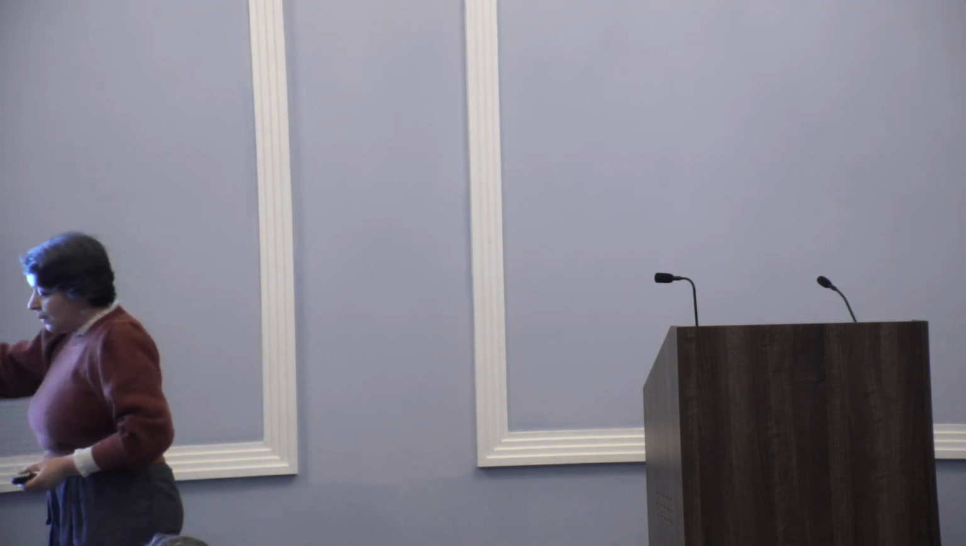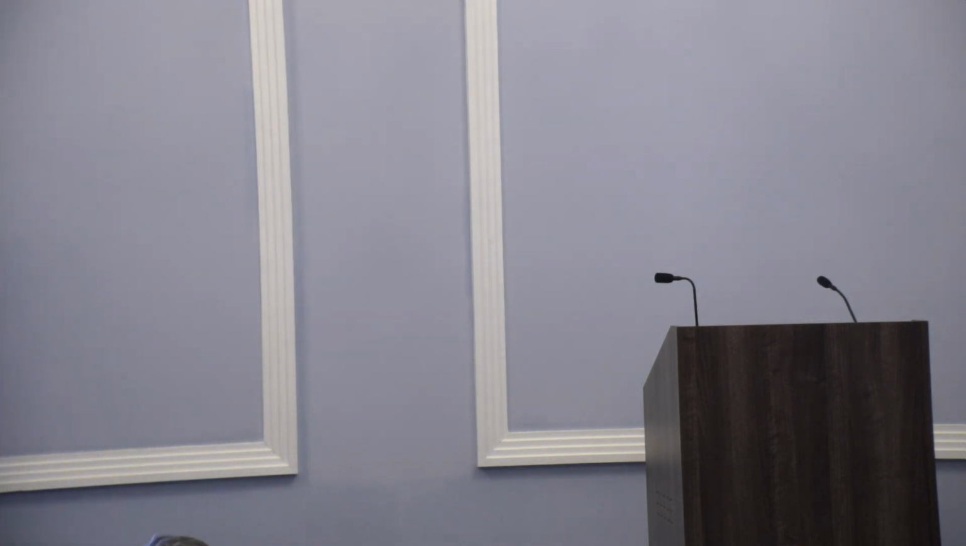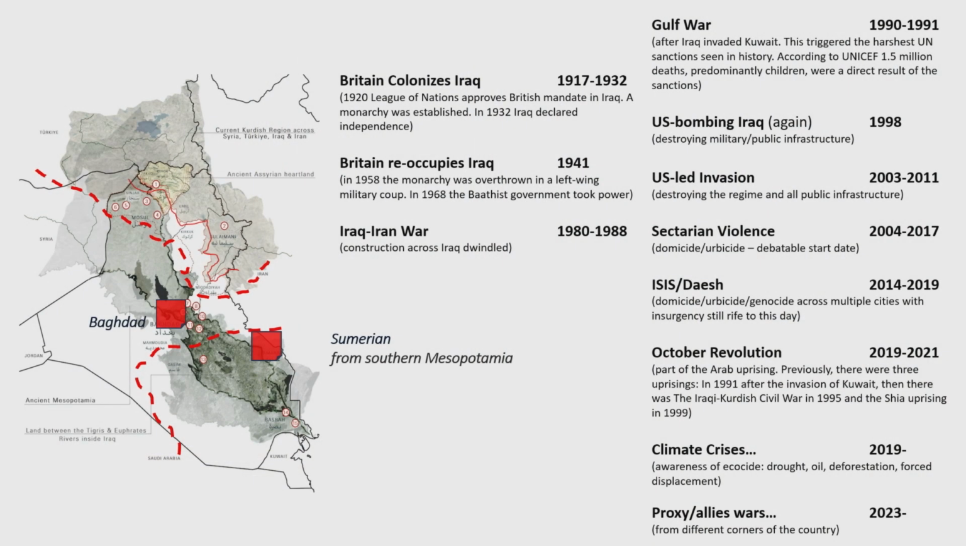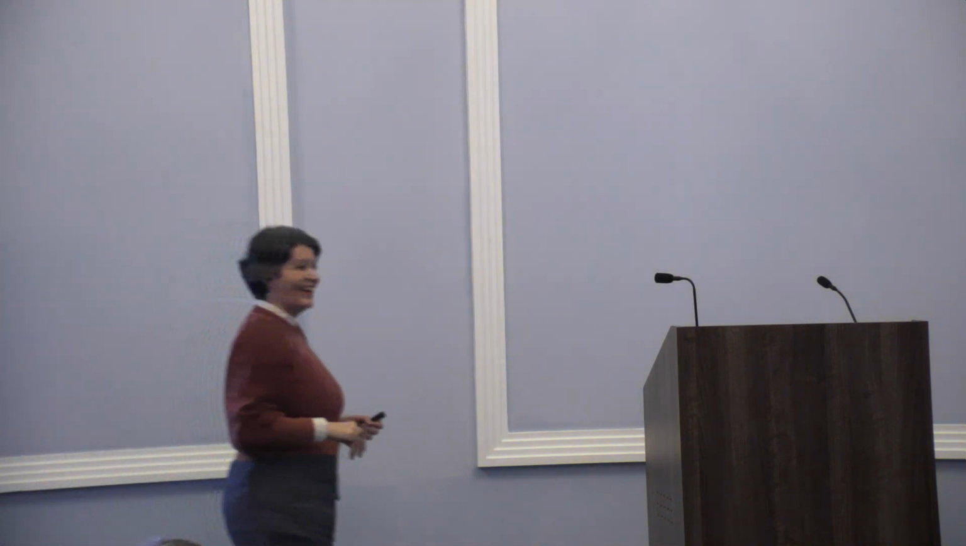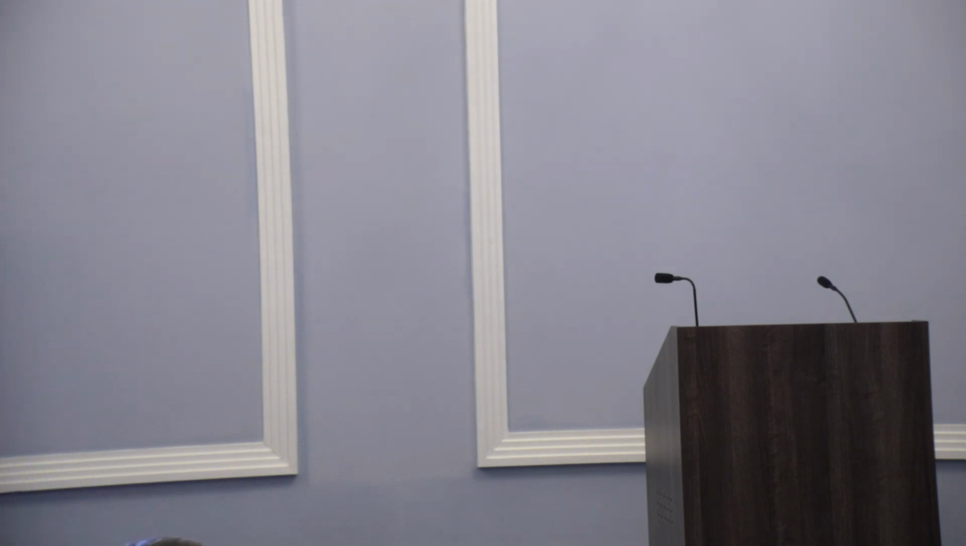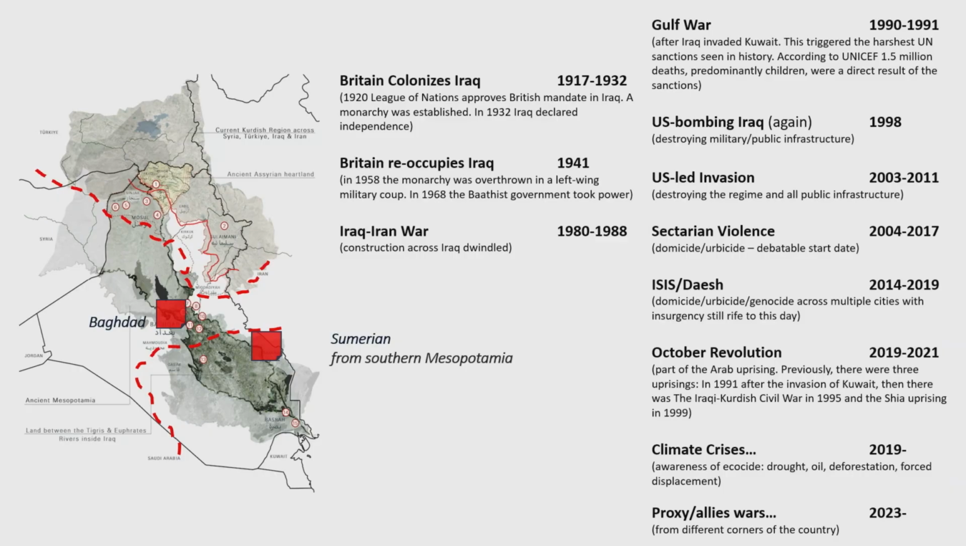But I want to explain the map, because the map is slightly different to what you see on Google Maps. All of this green part in the center was the heart of Mesopotamia. So it crosses Iran, it crosses Syria. Obviously, the majority of it is in Iraq, but it also reaches into Turkey.